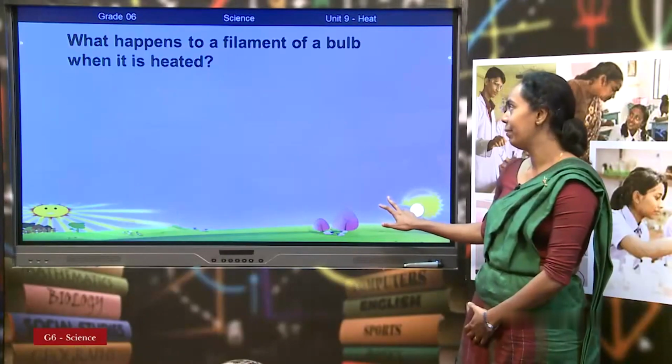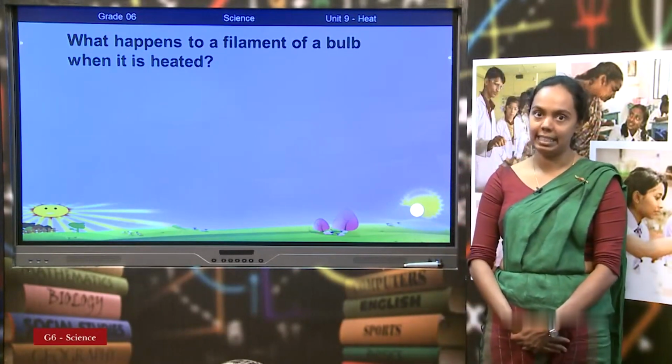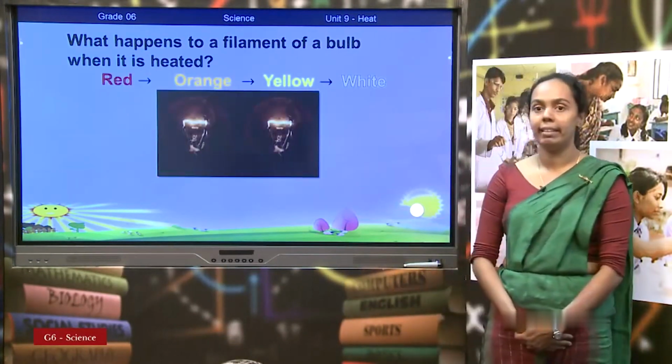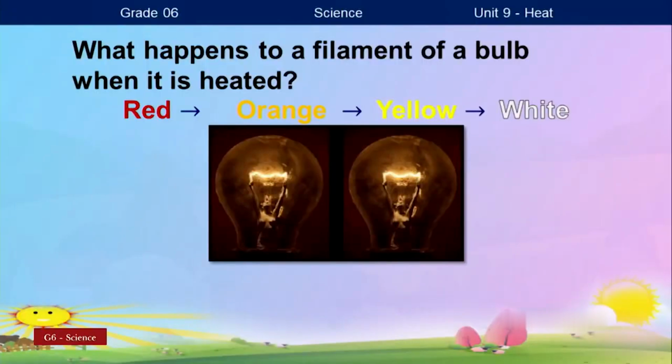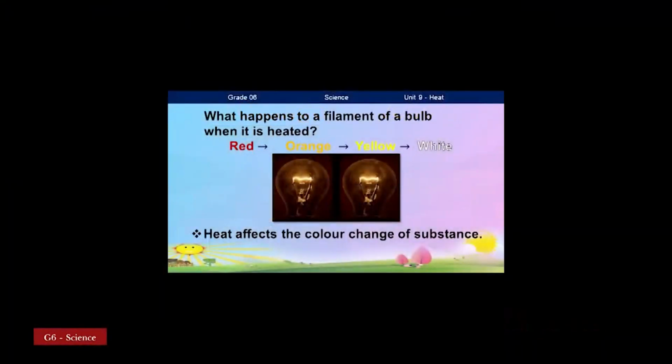Then we will see what happens to the filament of a bulb when it is heated. When we supply heat using electricity, we can see the filament of the bulb first becomes red, then orange, then yellow, and then white. So you know heat affects the color of a substance.